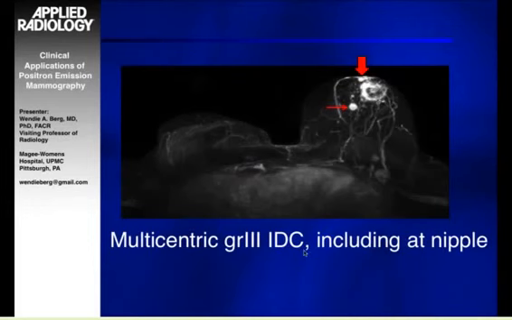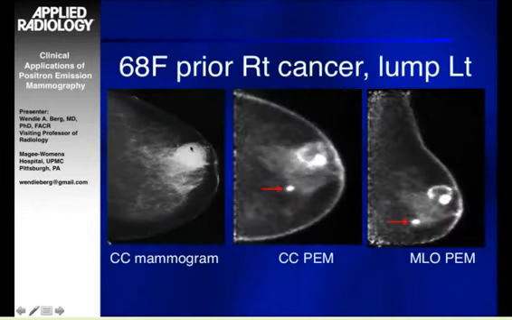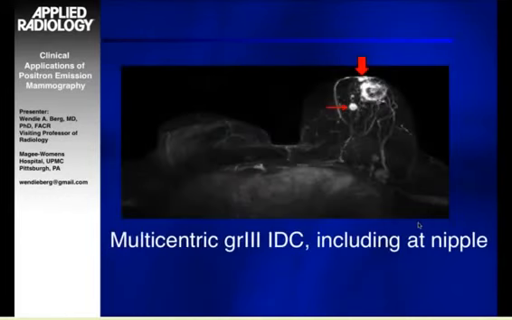And here's a patient who had a palpable cancer here, and on the PEM study, you could very nicely see a second focus of malignancy in a different quadrant. The same findings were confirmed on MRI, and there was also a small focus at the nipple, and so she then appropriately had mastectomy.